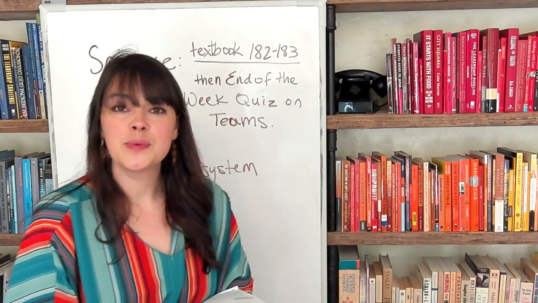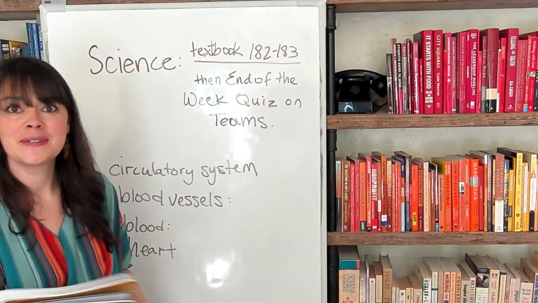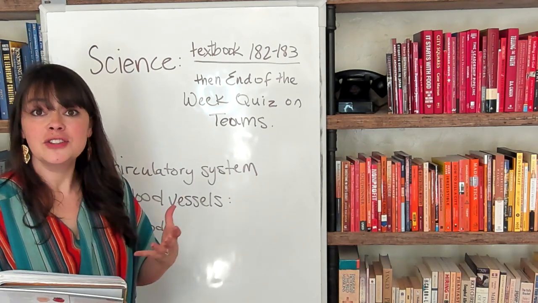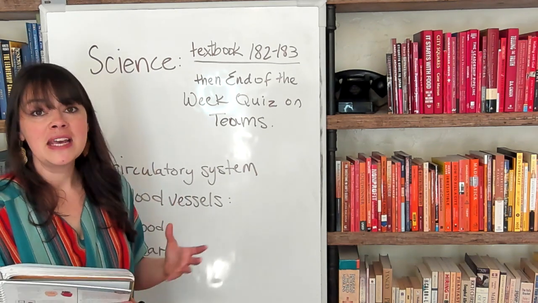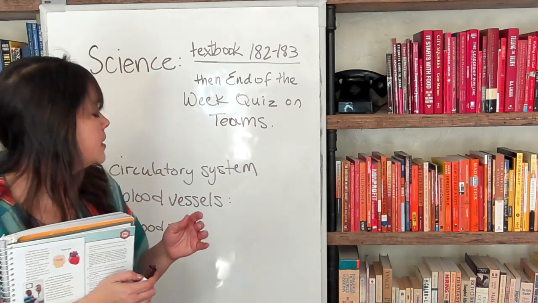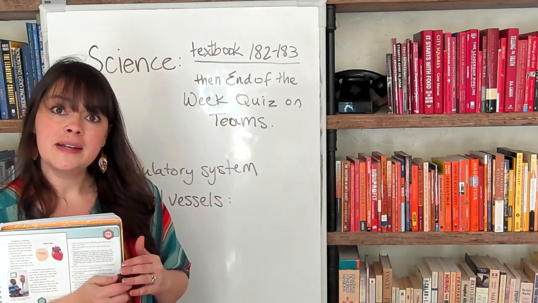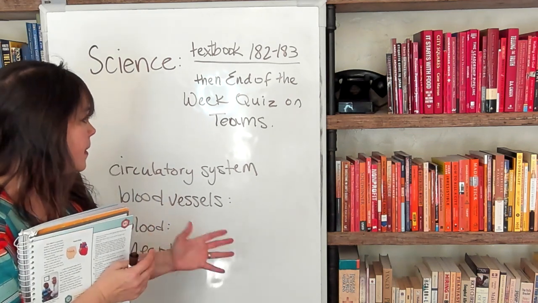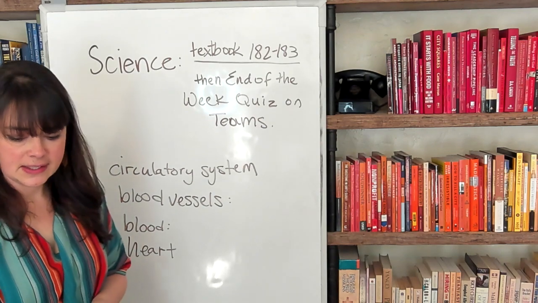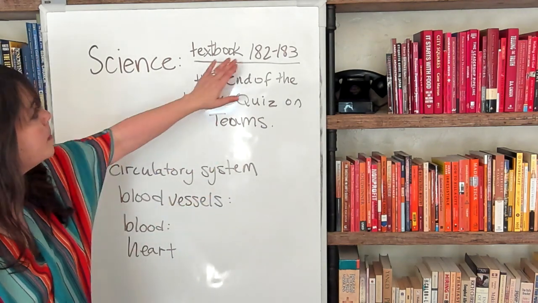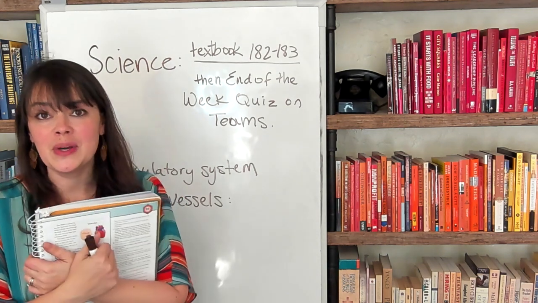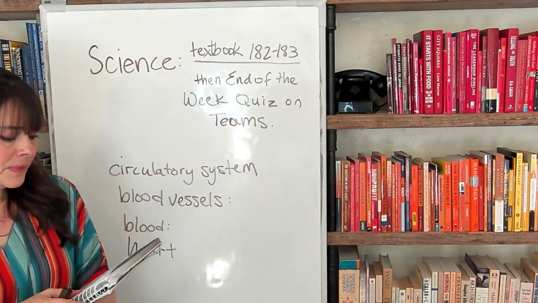Okay, for science, we've been learning about body systems, how God created our body, and each part in our body has a job to do, and there are systems that we can study to know more about how our body works. We've learned about the skeletal system, and we've learned about the muscular system, and today we're going to read about the circulatory system. It begins on page 182, and I'd like you to read it with me with a pencil so you can underline things, okay?